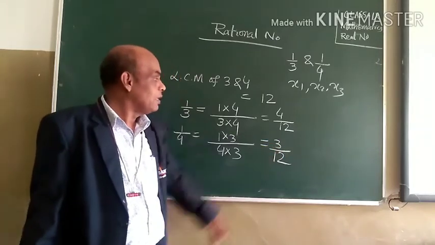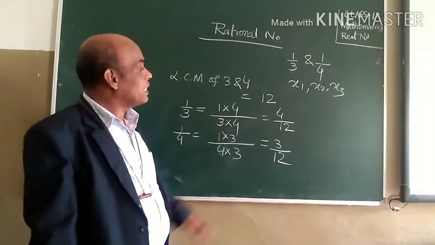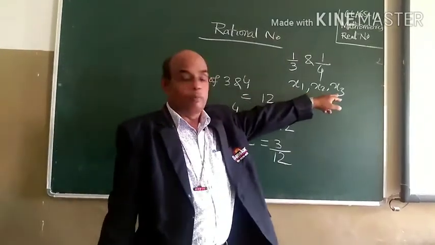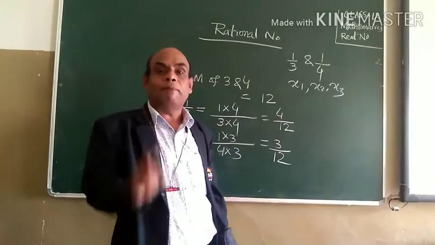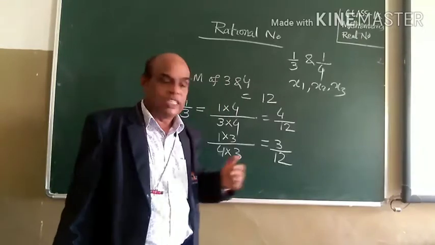one rational number came 3 by 12, another came 4 by 12. So how can we insert three rational numbers? But the gap between 3 and 4 is only 1. So better you again proceed.